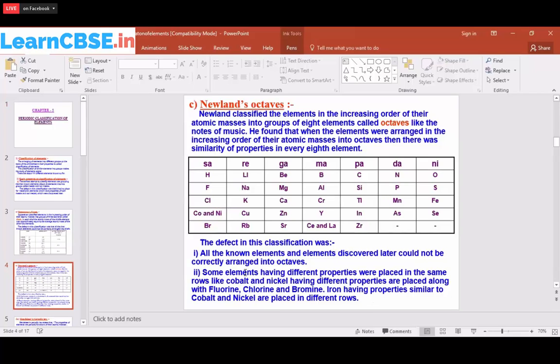Iron has properties similar to those of cobalt and nickel. So they placed iron over here, but iron, cobalt and nickel have the same kind of properties, and it is not matching with the above, fluorine and chlorine. So these are all the defects they noted in Newlands' octaves. So this also failed.